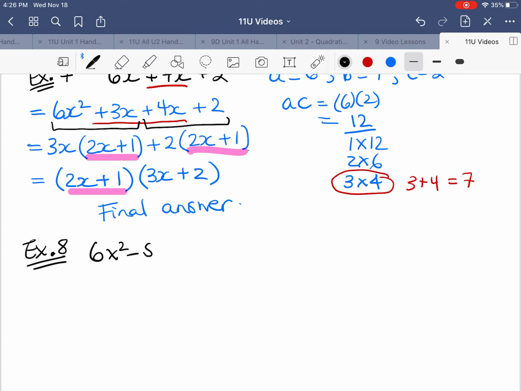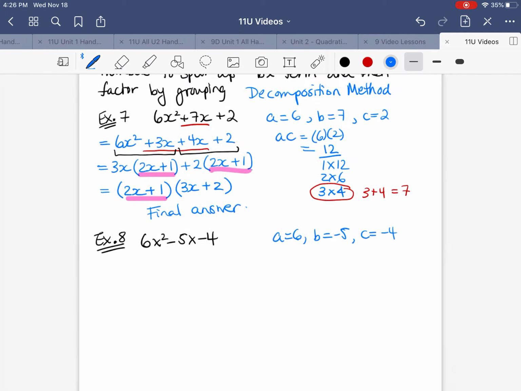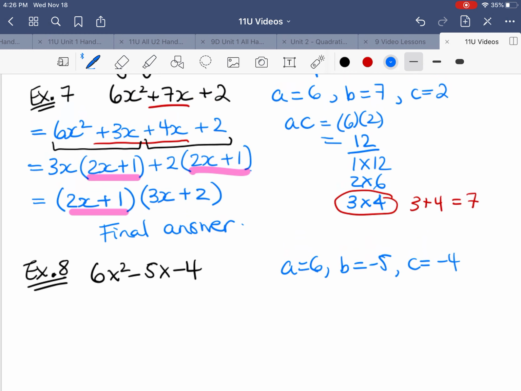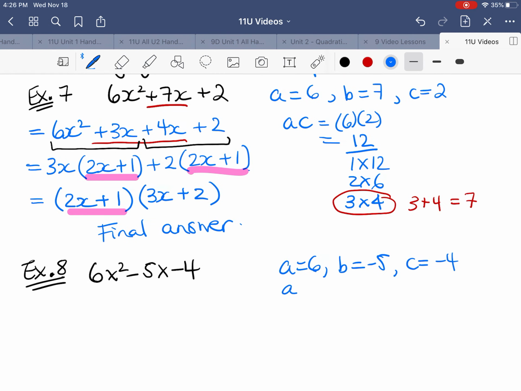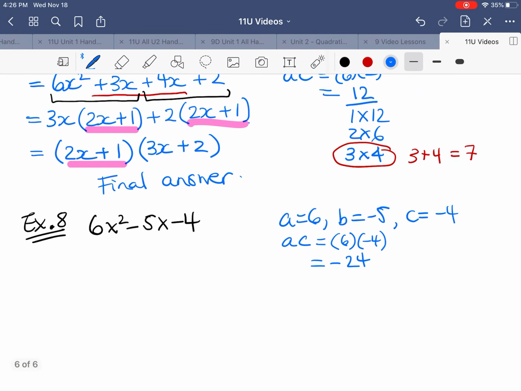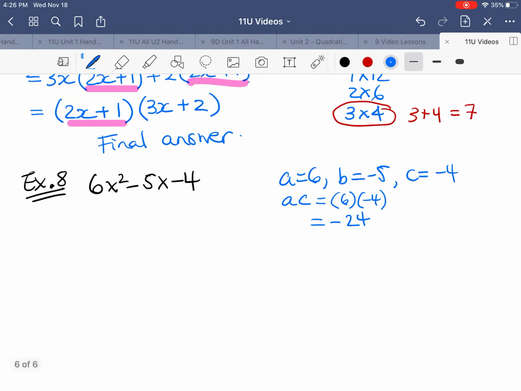We have 6x squared minus 5x minus 4. So we are going to start off by identifying a, b, and c. So a is equal to 6, b is equal to negative 5, and c is equal to negative 4. We want to look at a times c. So that is 6 times negative 4, and that's going to give us negative 24.